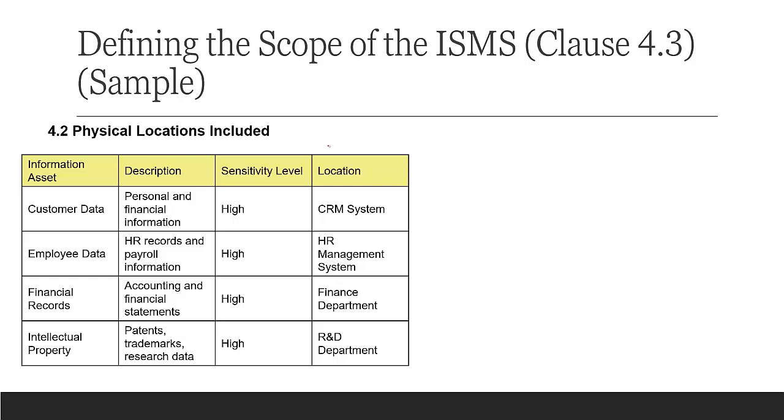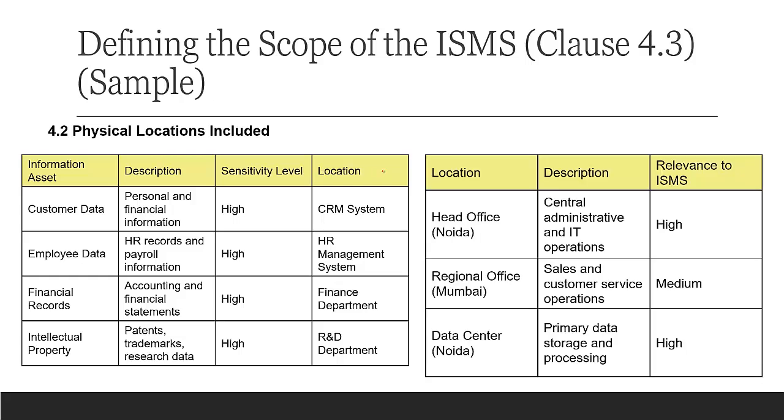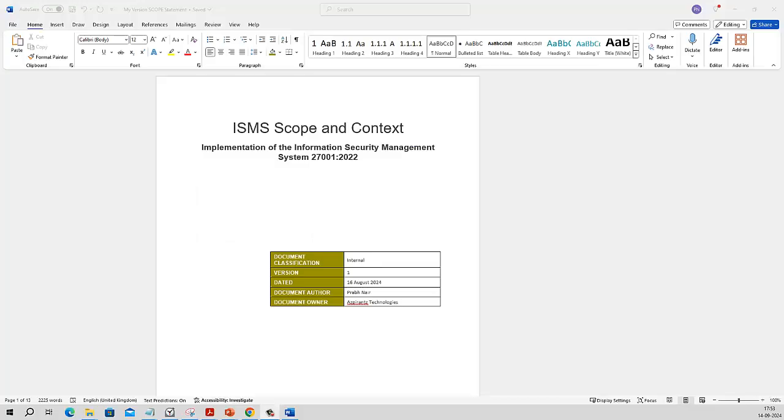Like customer data, employee data, financial records, intellectual property, description, where it is stored. And then head office, regional office, data centers, that will be documented. So let me show you how the template looks and how to document this template based on this data.